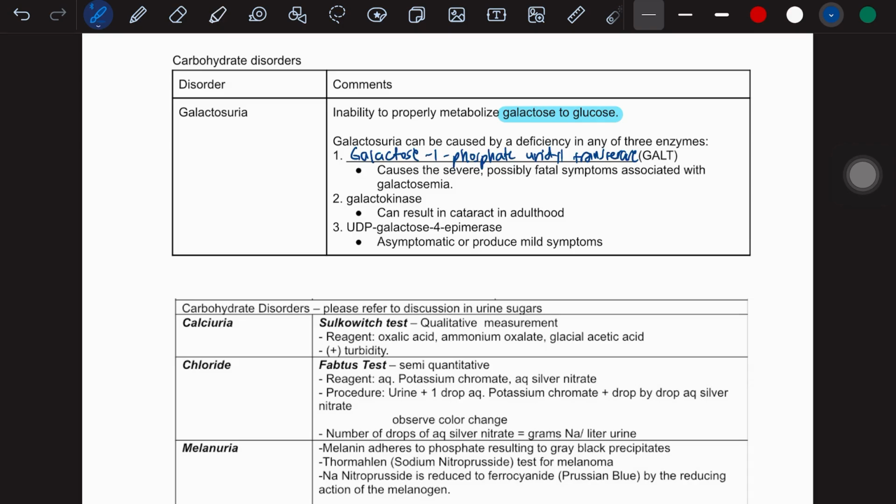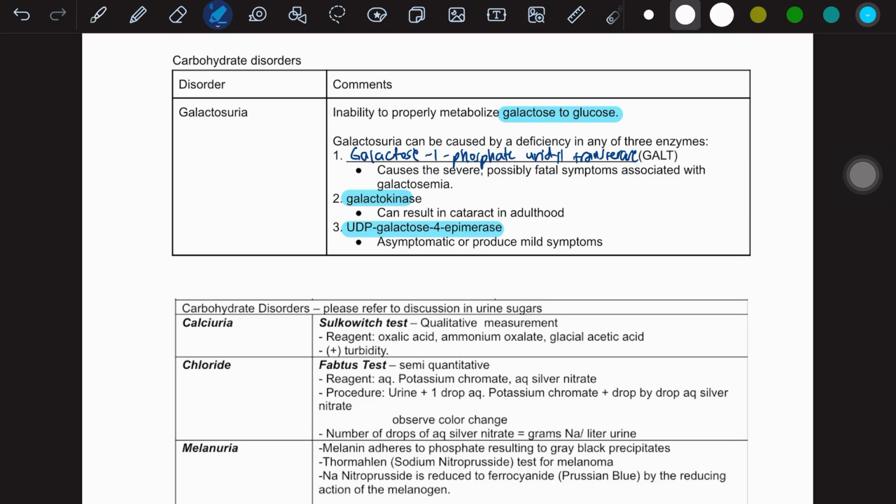Next one is galactokinase, and it can result in cataract in adulthood. Next one is UDP galactose 4 epimerase, which is asymptomatic or produces mild symptoms. So please take note of these three. Early detection of galactosuria followed by removal of lactose from the diet can prevent these symptoms that are in your notes.